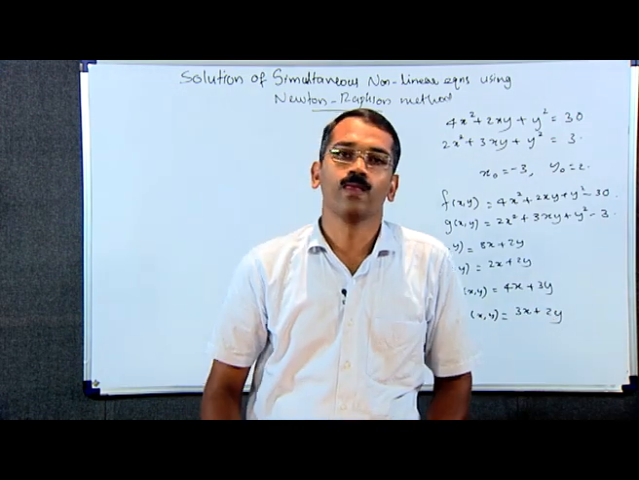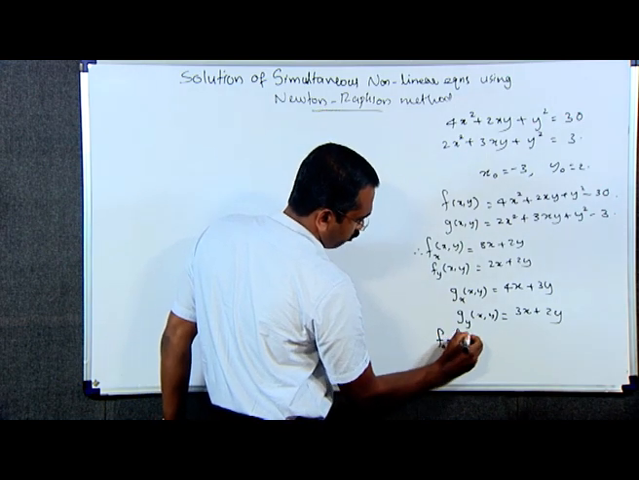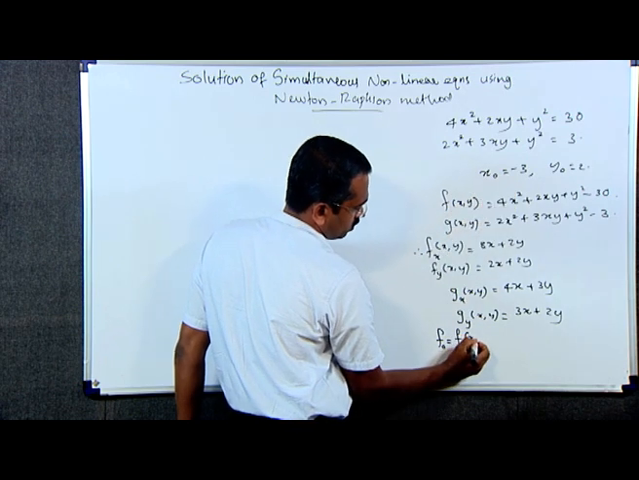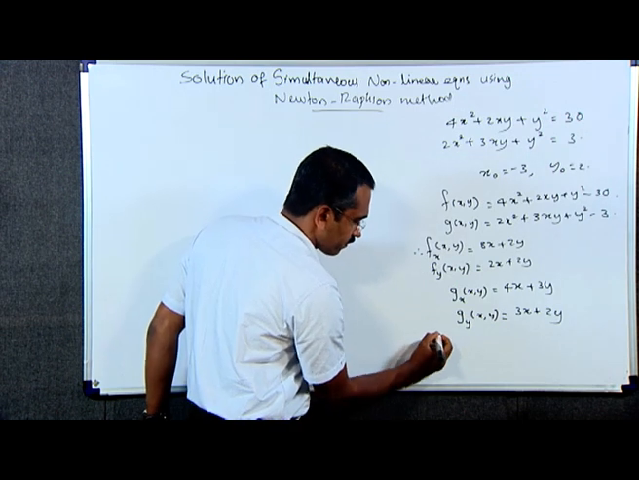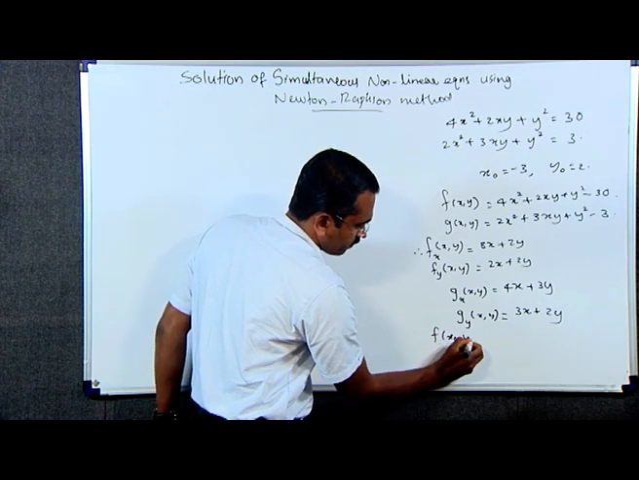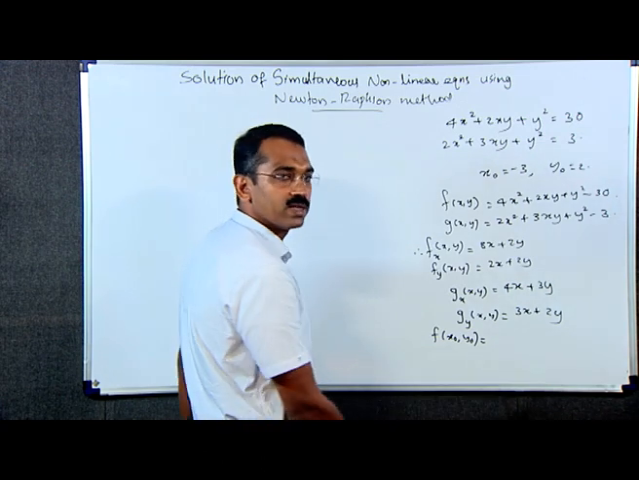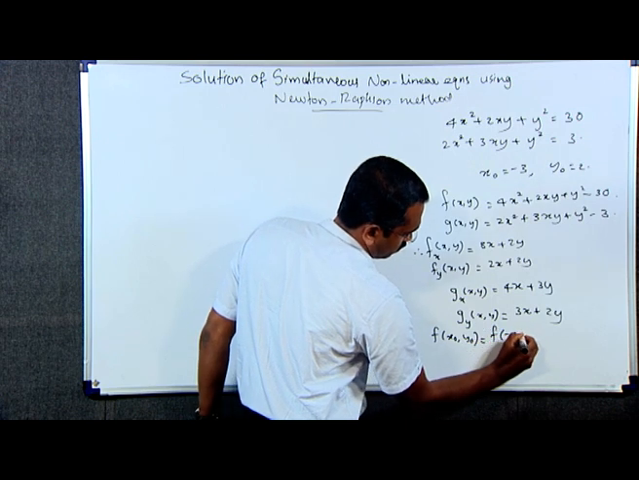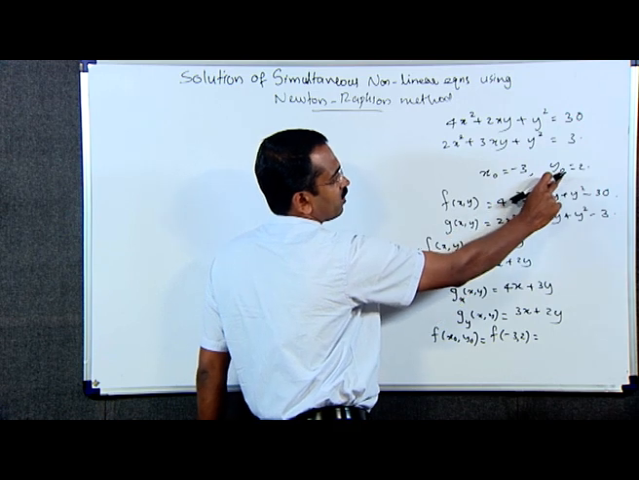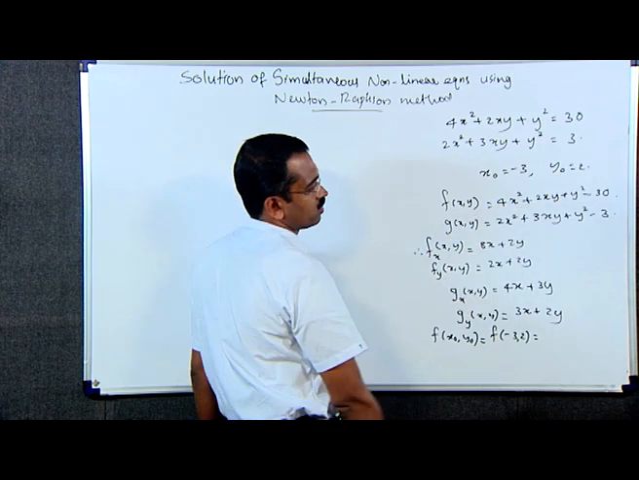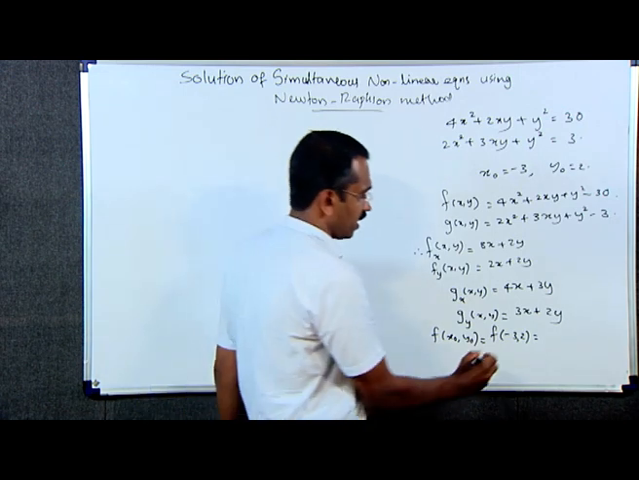Now, f naught, that is f of x naught y naught. F of x naught y naught is f of minus 3 comma 2, that is, putting x is equal to minus 3 and y is equal to 2 in this expression, we will obtain f of minus 3 comma 2 as minus 2.